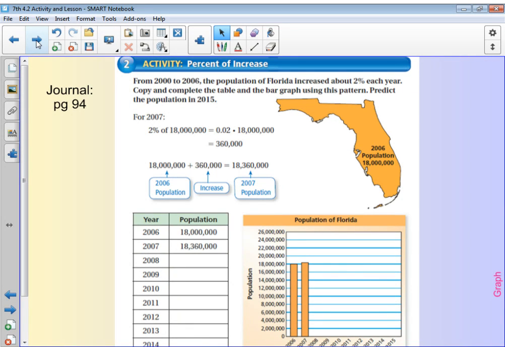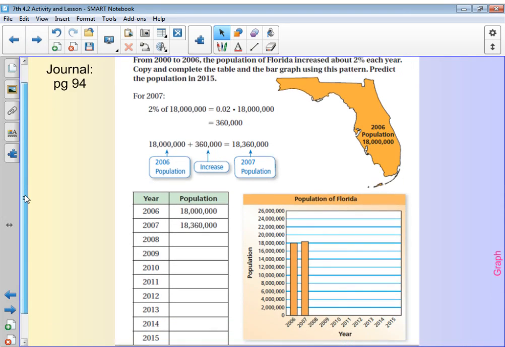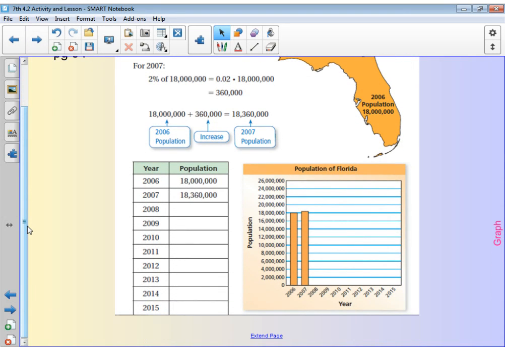Activity 2 says from 2000 to 2006, the population of Florida increased about 2% each year. Copy and complete the table and the bar graph using this pattern and predict the population in 2015. Okay, so we're going to work our way through this situation. This one is slightly different because this is a population increase. Last time we could take our original population and find 88% of that as we worked our way through. Now our population is increasing. So as it increases, we're always going to take that previous year's population and add on the new population.